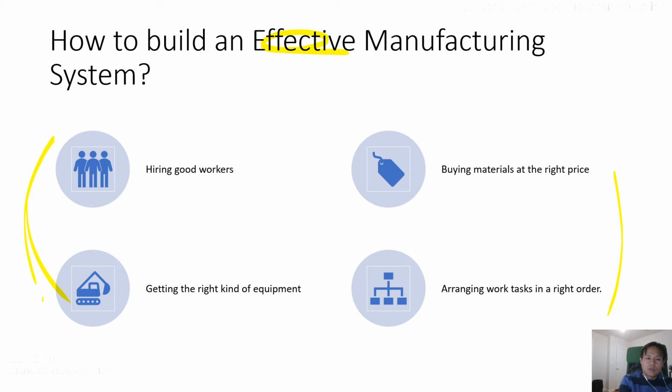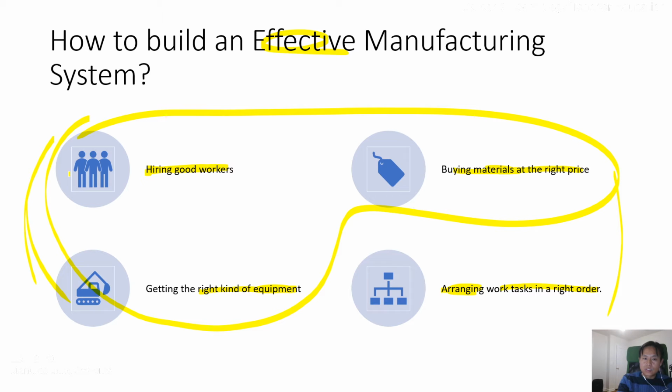these elements, components. First of all, we need to hire workers who can make our product, and we need to buy material at the right price, and then equipment, and then lastly, arrange work tasks with these three elements. So the human resource worker, and then material, and then equipment, that's machines, and then management of those elements.